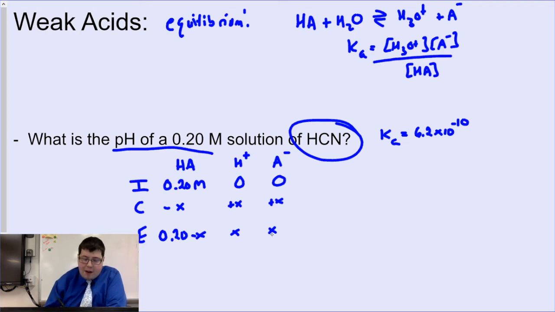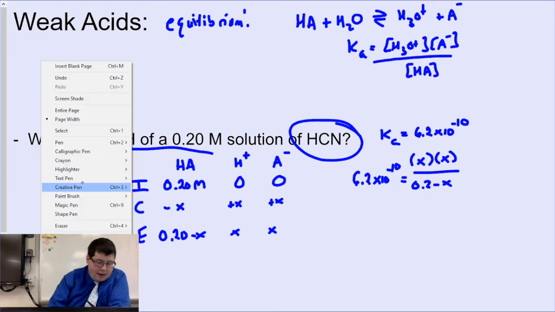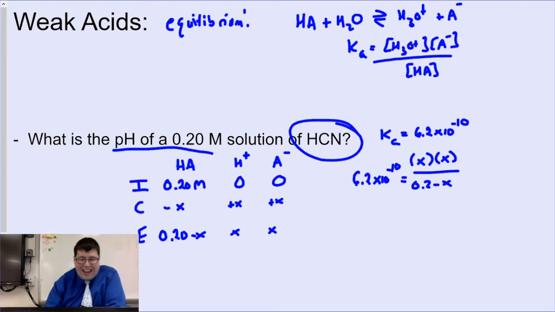And so plugging in my values here, I'm going to have 6.2 times 10 to the minus 10th is equal to x times x divided by 0.2 minus x. Now, this solution is a weak acid, and something that we can use as an approximation for a weak acid is that this x is going to be very, very small. Not very much of it is going to dissolve. We don't really like to solve this out here because there's this 0.2 minus x on the bottom. This means that I'd have to solve a quadratic equation.